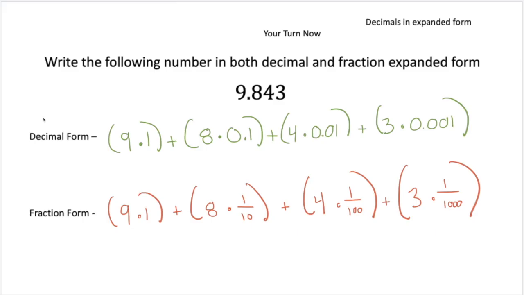All right, everybody, welcome back. Let's see how you do with this practice problem. So for this problem, you had the number 9 and 843 thousandths, and you had to write it both in decimal expanded form and then fraction expanded form. So take a look, see how you did.